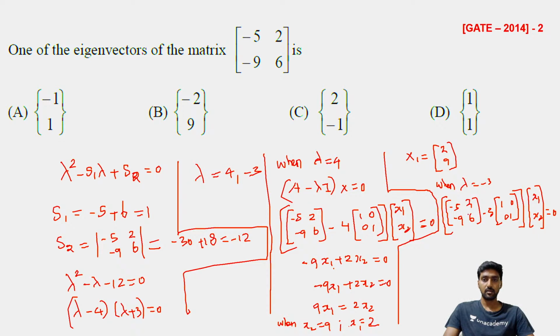Minus 5, minus 3. Minus 2x1 plus 2x2 is equal to 0. Minus 9x1, and minus of minus 3 is a plus, right? So plus 9x2 is equal to 0. From this equation, x1 is equal to x2. That means 1 is equal to 1. So if you substitute x1 is equal to 1, x2 is also 1. So it's option D. Option D is the right solution for this question.